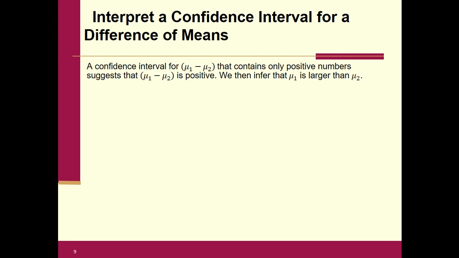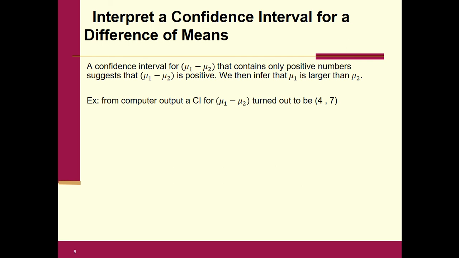So let's read what it says here. A confidence interval for mu1 minus mu2 that contains only positive numbers suggests that mu1 minus mu2 has to be positive. And if it's positive, we then infer that, what did we learn before? That the first number, mu1, is larger than the second number, mu2.